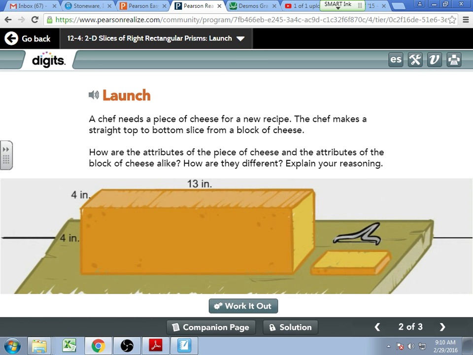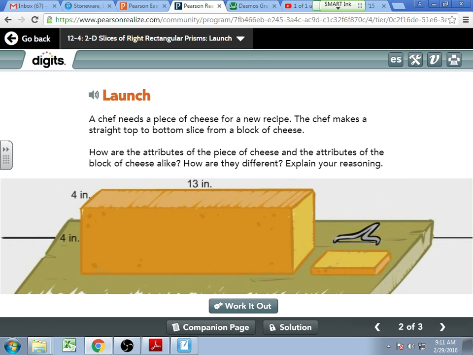But has anyone ever used a cheese slicer? Yeah, right? It's like a little wire, but it just slices straight down through your shape. Now, if you took that wire at any point in the block of cheese, you could slice through it. What we're doing today is thinking about what happens when I slice through shapes. Mainly, right rectangular prisms are what we're going to start with. Then we're going to get a little bit more difficult.